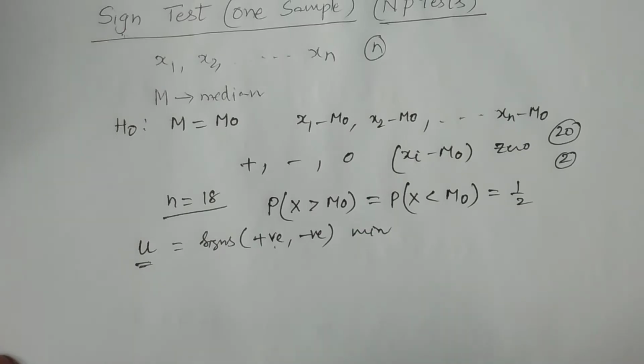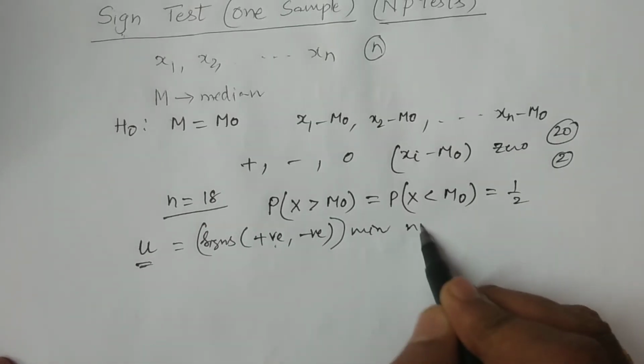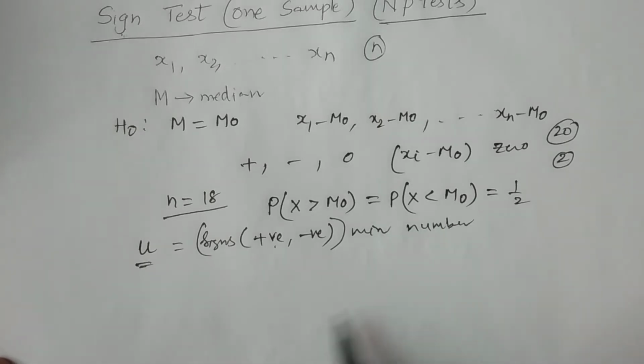Similarly, how many negative signs are there? If negative signs are minimum, then you have to consider U is equal to the number of negative signs. Okay, the minimum number. If the minimum is positive, then positive signs; if it is negative, negative signs you have to consider.